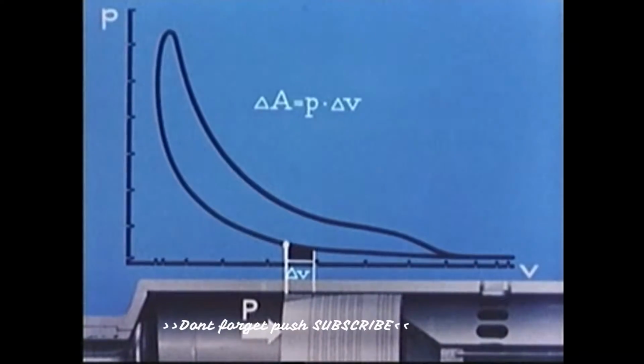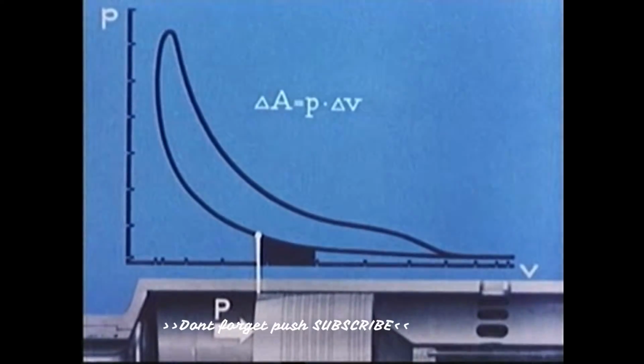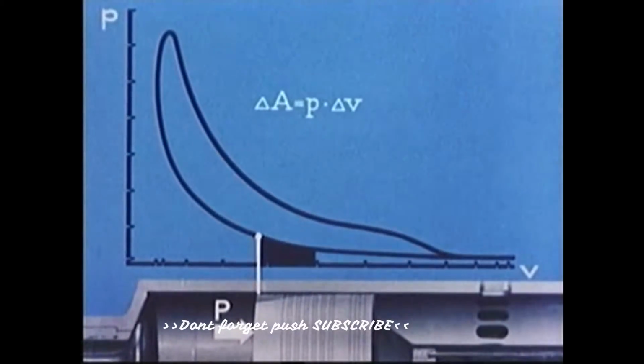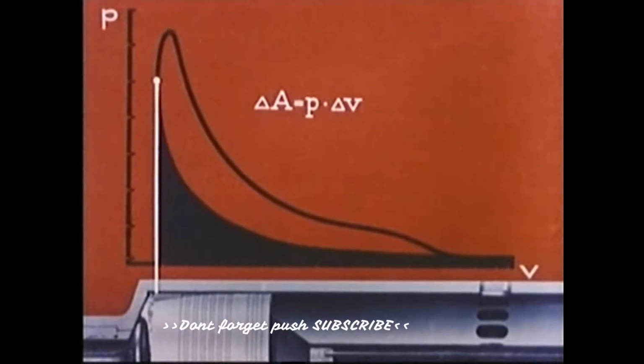This work is represented by the area below the part of the compression line corresponding to delta V. And the same applies to every single part of the compression curve. That is to say that the whole area below the compression line represents all the work that the piston must perform to compress the air in the cylinder.